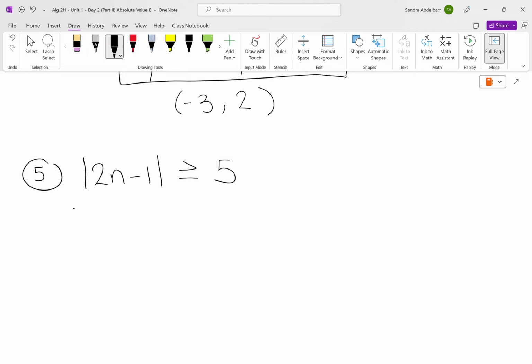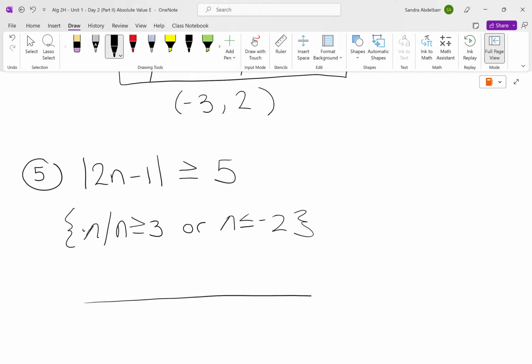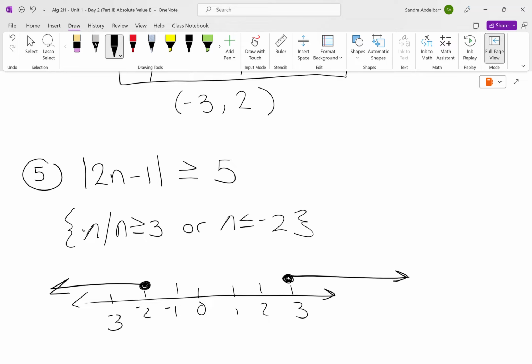Alrighty, who has an answer for me? Sean. X such that n is greater than or equal to 3, or n is less than or equal to -2. How many people got that? n is greater than or equal to 3, or n is less than or equal to -2. Perfect. If I asked you to graph this, would you know how? I hope so. So we'd have 0, and then 1, 2, 3, -1, -2, -3. So we would do closed circle over -2 to the left, closed circle on 3 to the right.